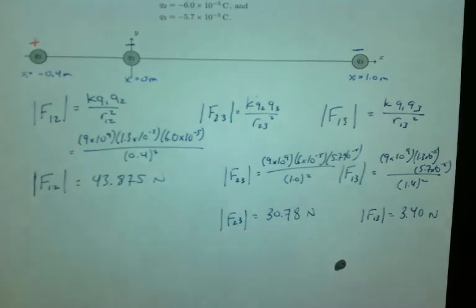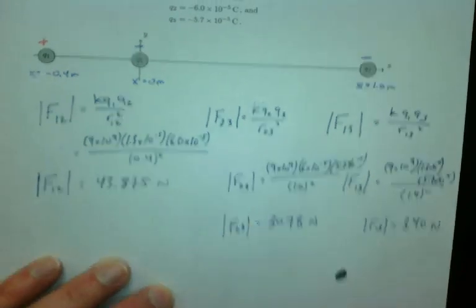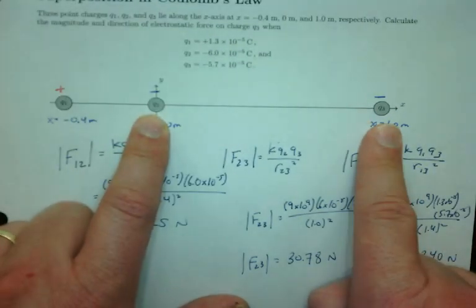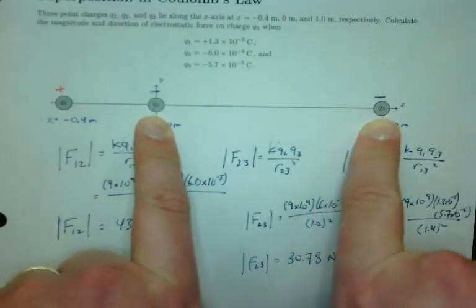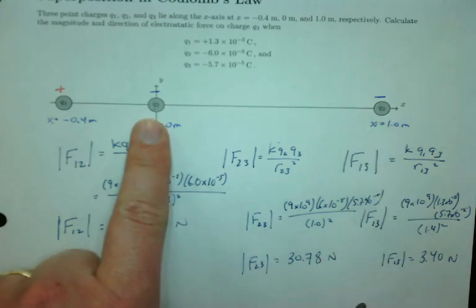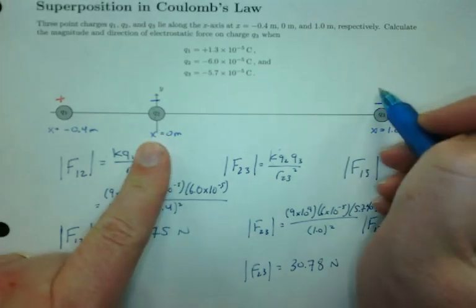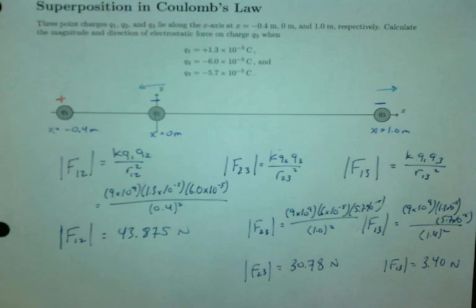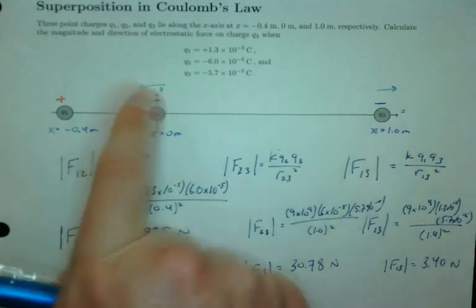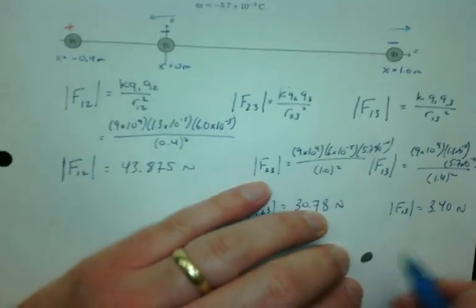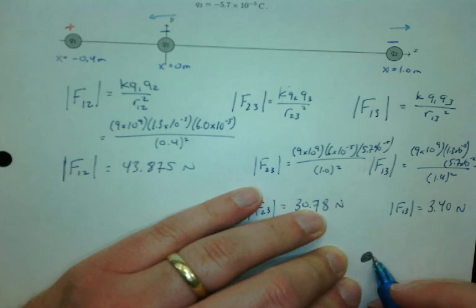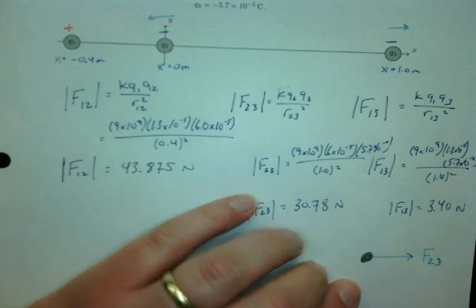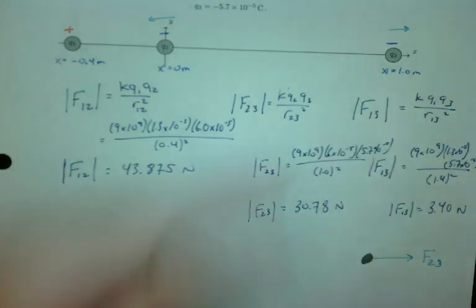But let's think about what each force is doing. The force between 2 and 3, if you look at your diagram, the charges are both negative. Like charges repel. That means these things are going to go in opposite directions. Now you have to ask yourself, which way is Q3 going? Q3 is not going to the left. Q3 is going to the right. So when I draw my free body diagram, I'm going to say that the force between 2 and 3 is pushing 3 to the right, in the positive direction.